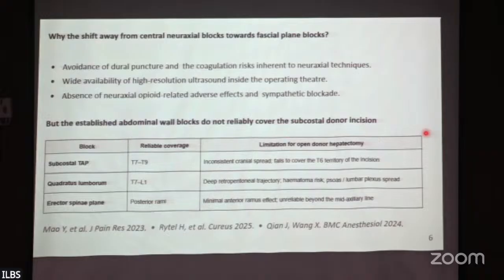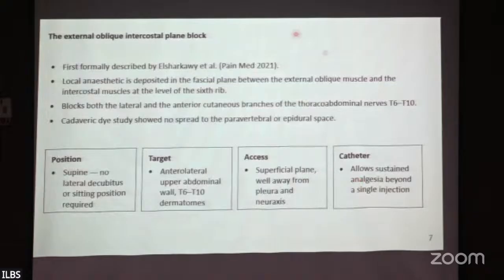Numerous abdominal wall blocks have been studied in this population for covering the subcostal donor incision, like the subcostal TAP block, quadratus lumborum block, and erector spinae block. But these blocks do not extensively cover the dermatomes required for producing analgesia in a donor incision. These are the limitations of these blocks. Some of these blocks are very deep, and the needle has to traverse a longer path, involving vascular structures in between. The recently evolved addition to these fascial plane blocks is the external oblique intercostal plane block.